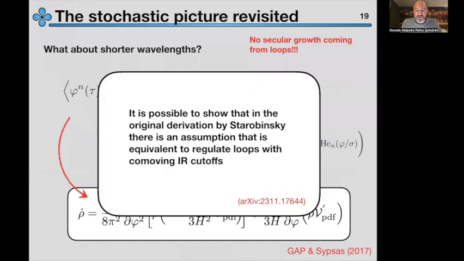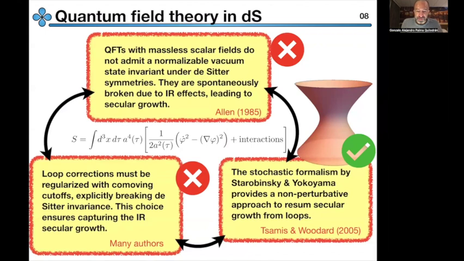Nevertheless, I would like to advertise a result that you can find in the following paper. And this is the fact that in the original derivation by Starobinsky, there is an assumption that is equivalent to regulating loops with moving IR cutoffs. So if you're not regulating loops with IR moving cutoffs, then you get a different result. And this is the result I just showed. So we're not really saying that the stochastic formalism is wrong. We are just saying that one has to revisit the stochastic formalism with some care. And so our proposal is that there might be some important effects that the stochastic formalism in its current form is missing. And these are perturbative effects that one has to take into account, and they might be quite important.